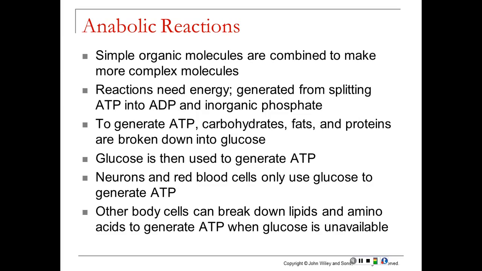To generate ATP, carbohydrates, fats, and proteins are broken down into glucose. Glucose is then used to generate ATP. Neurons, red blood cells, will only use glucose to generate ATP. Other body cells, like our cardiac cells, will actually use lipids and amino acids to generate ATP when glucose is not available.